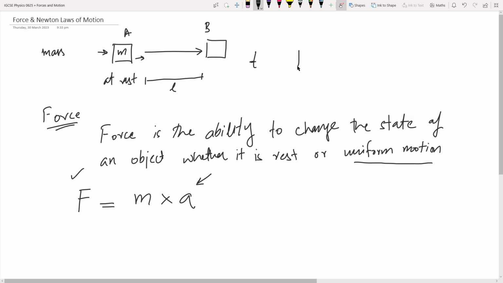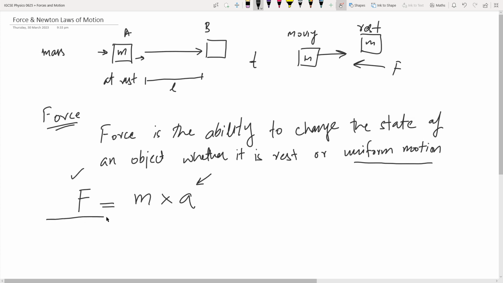Let's just say a box or a mass was already moving, and a force was applied to brake it, so it would come to a rest, right? It was already moving, now it became at rest, right? So that is how we can define force.